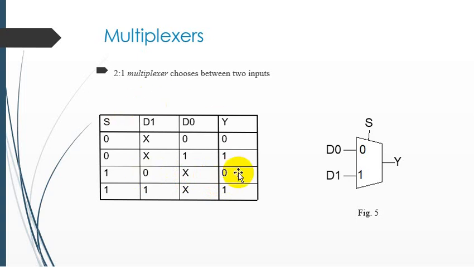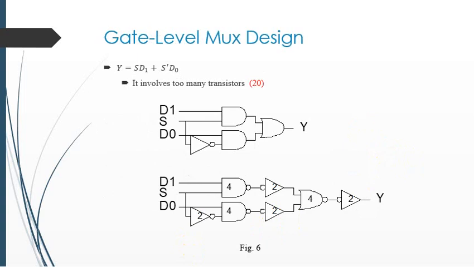Here is the truth table of the 2x1 multiplexer. The output of the multiplexer is a single output, and if it's a 2x1, then we have 2 inputs and 1 selection pin, and we get the 1 output. So this multiplexer can be implemented with the help of the basic gates.